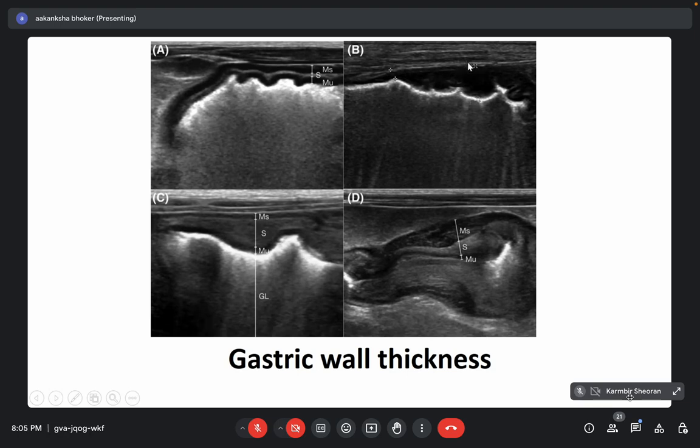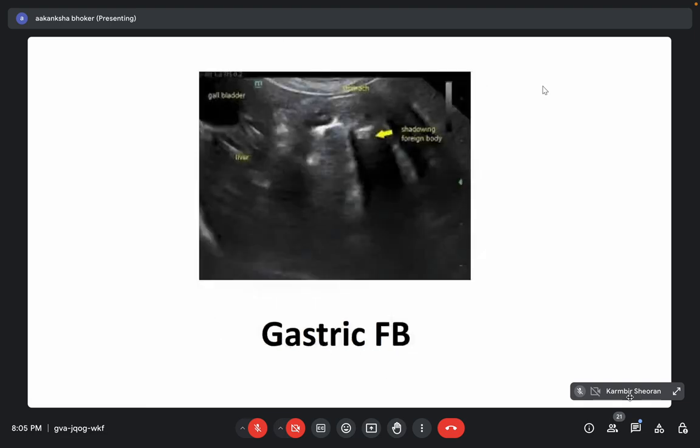In acute gastritis, only the wall thickness will increase, but in case of chronic gastritis, the layering of the stomach will be lost. We cannot see the layered appearance. Here, see, just the wall thickness is increased, but layering is preserved. Here layering is not preserved. So that way we can suspect it to be gastritis.